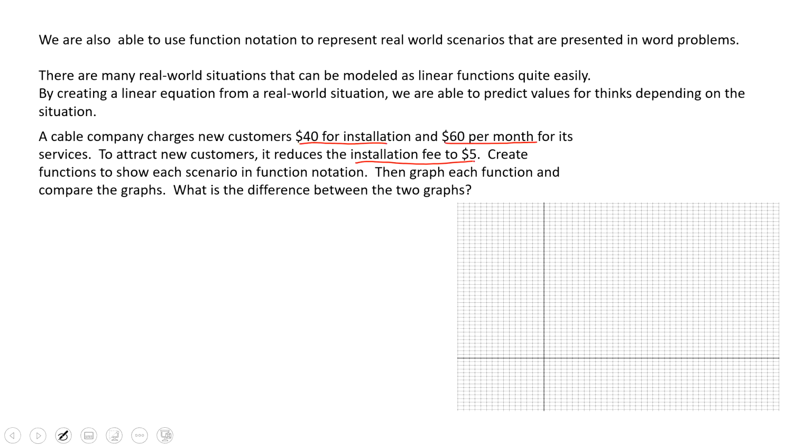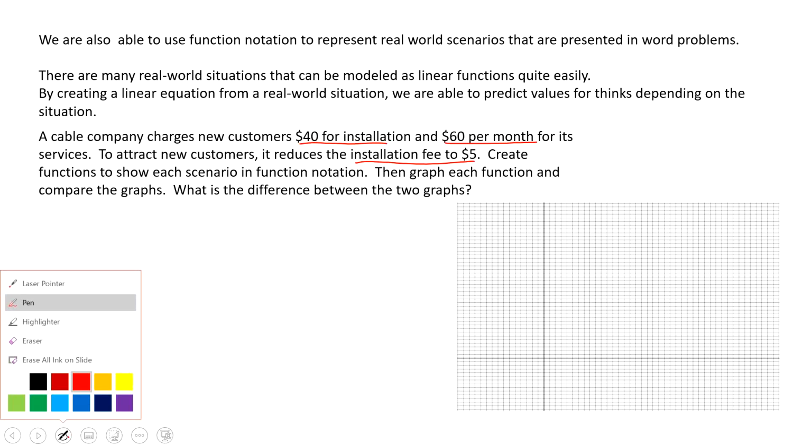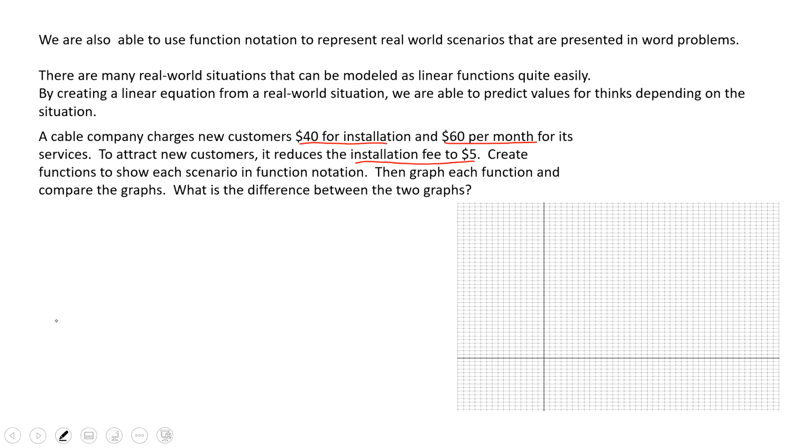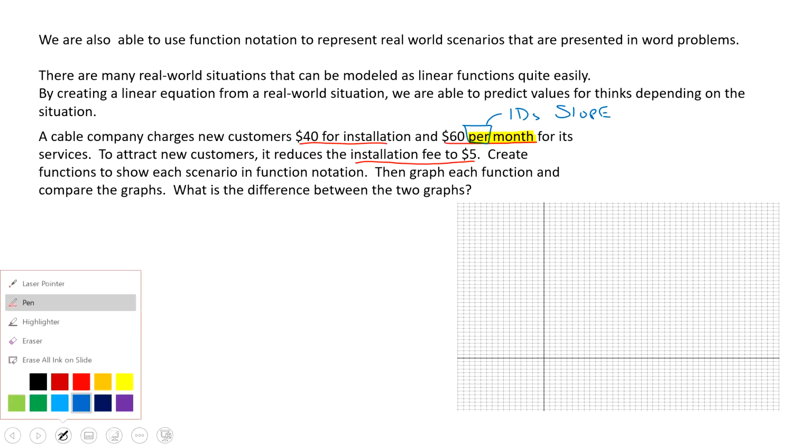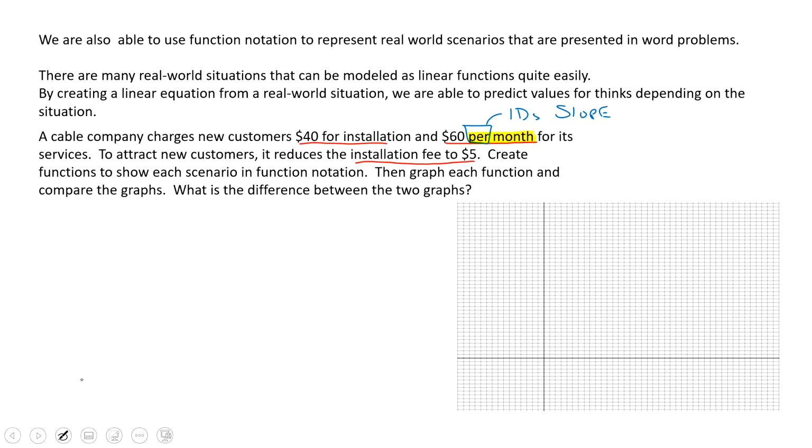So the one thing I always like to point out in word problems when we're dealing with linear equations, whenever you see the term per something, so here we have per month, that is your slope. The word per identifies the slope. So I see $60 per month. I know right away my slope is going to be, or my equation is going to have 60x in it. If you want to do month, even better, because we can kind of switch variables out now.